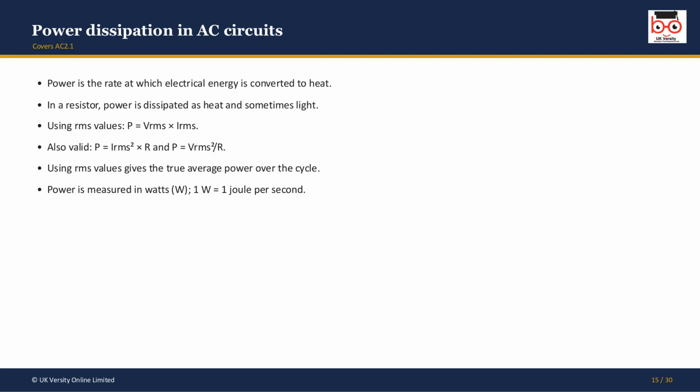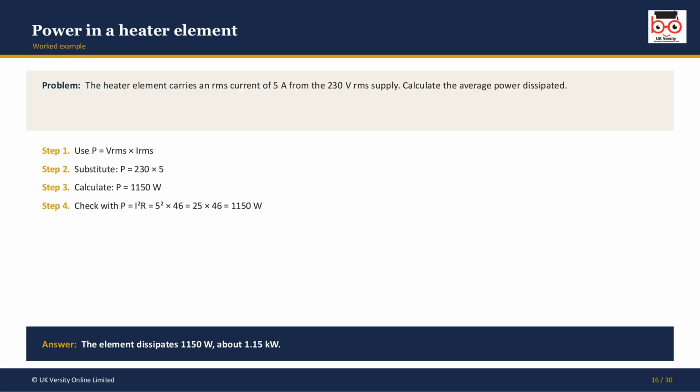Power in an AC circuit is the rate at which electrical energy turns into heat, and in a resistor that comes out as heat and sometimes light. Working with RMS values, power equals the RMS voltage times the RMS current. And just as with DC, there are two more forms: the RMS current squared times resistance, or the RMS voltage squared over resistance. The important point is that using RMS values gives you the true average power over the whole cycle, in watts.